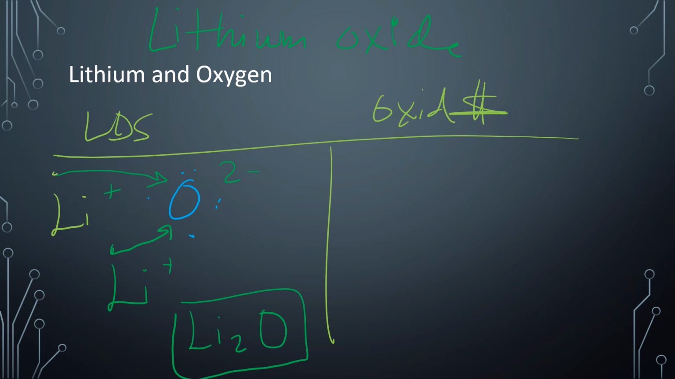The oxidation numbers, so we kind of see from there: lithium is 1 plus, oxygen is 2 minus. So for LiO, I crisscross the 2 over. The 1 is fine, so it's lithium oxide, Li2O.